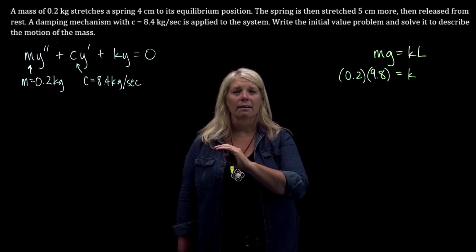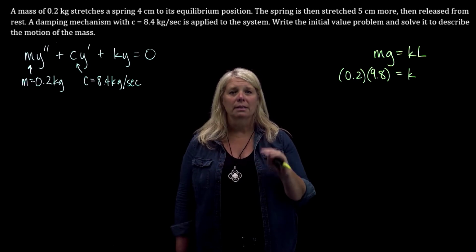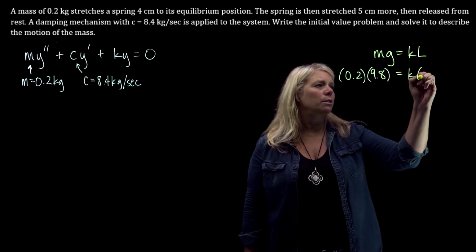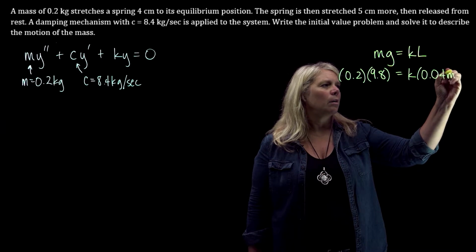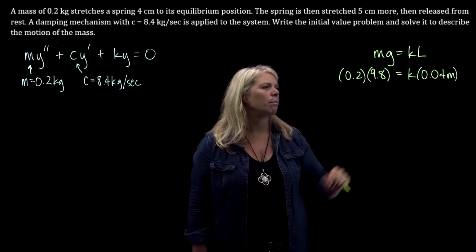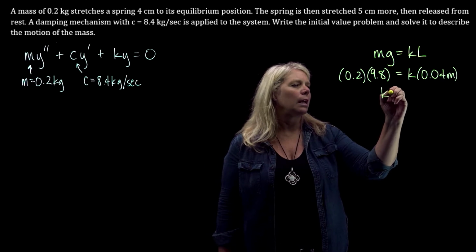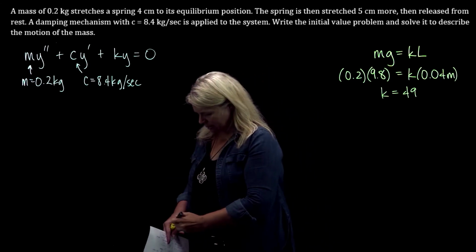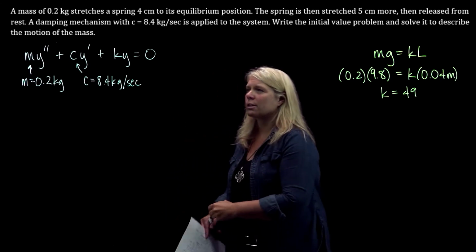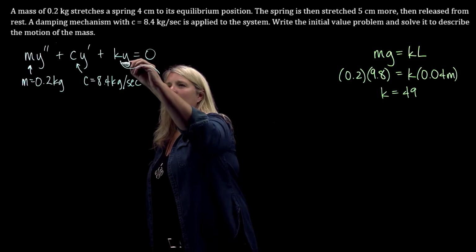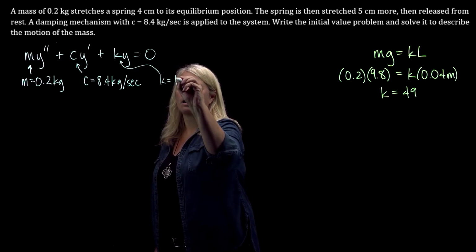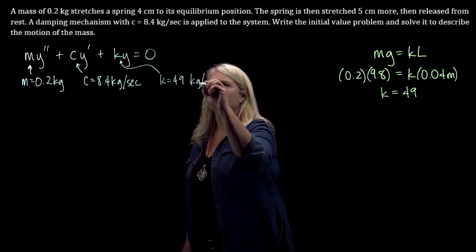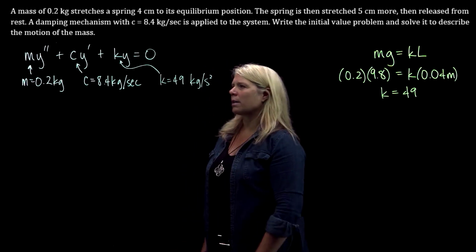I have to be a little bit careful here. Notice that the distance is given in centimeters, and I need to be consistent with my units: meters, kilograms, and seconds. So I write that as 0.04 meters. Then divide through by 0.04 and solve for K. We get K equals 49. That's what we're going to put in for K in our differential equation. Sometimes they'll give you the K value, sometimes you'll need to figure it out. The units on that are kilograms per second squared. I could have figured that out by looking at the differential equation.